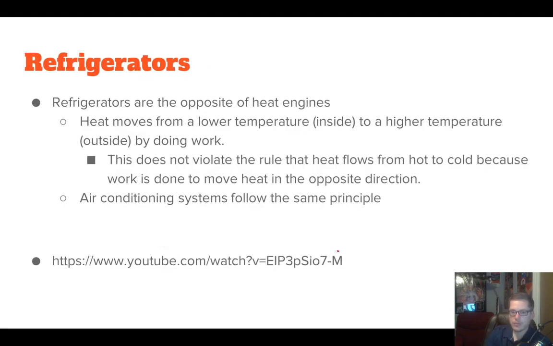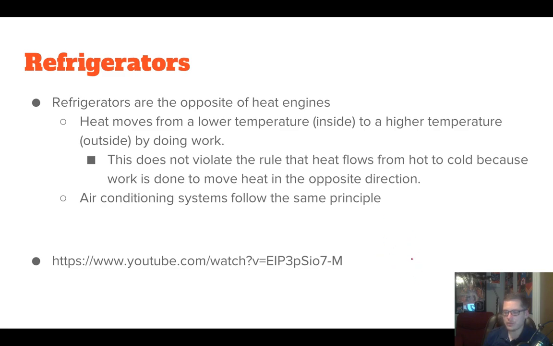Okay. Refrigerators are also heat engines, but they work backwards. Instead of taking heat and doing work, they use work in order to move heat. It's kind of funky. Essentially what happens in a refrigerator is that heat moves from a lower temperature inside the fridge to a higher temperature outside. And in order to make this happen, we do work. Okay, and air conditioning systems follow the same principle.